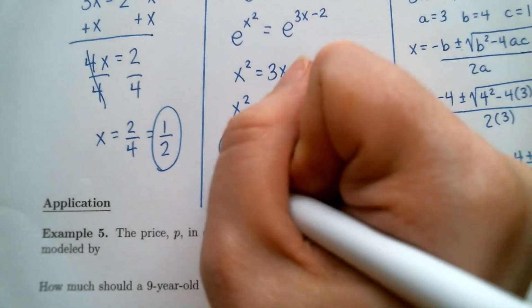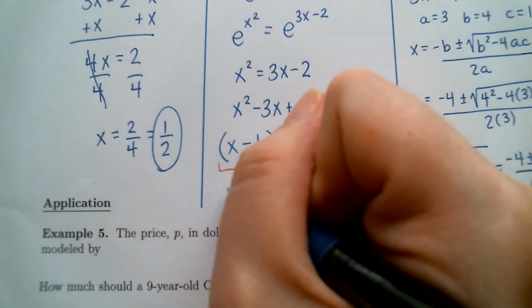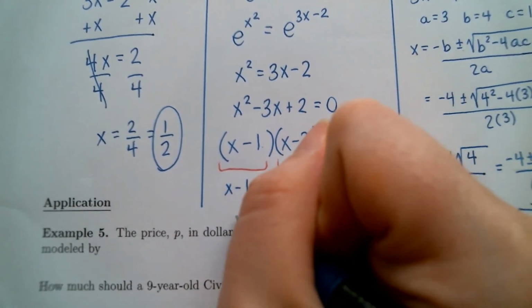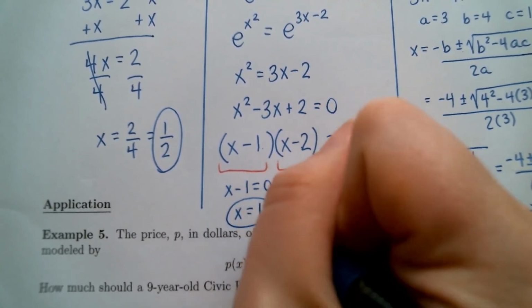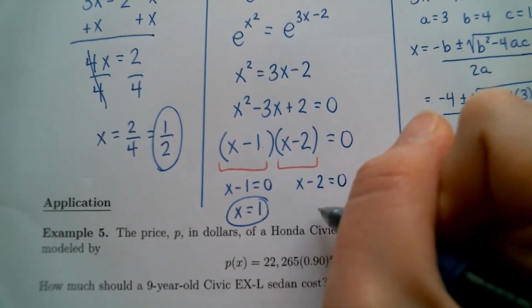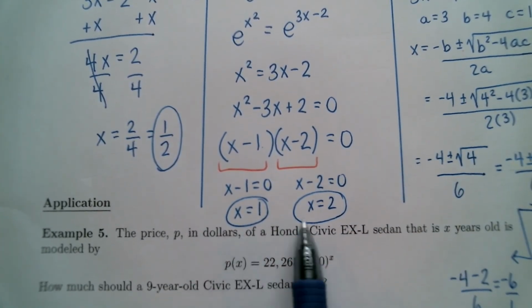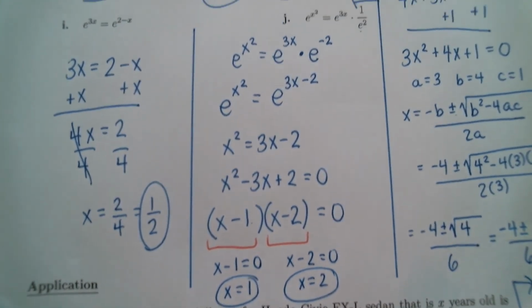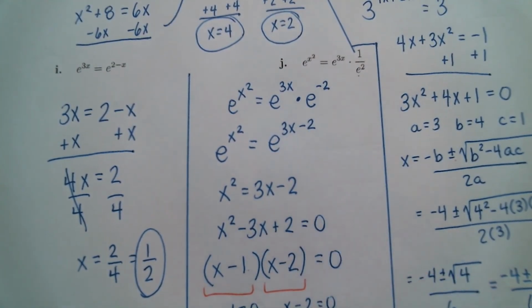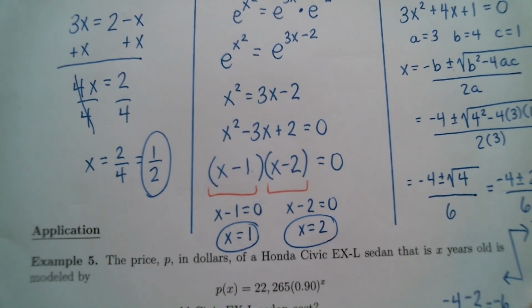So now we just need to take each factor, set it to 0 to solve. So we get x minus 1 equals 0, and then that tells us x equals 1, and then x minus 2 equals 0, so x equals 2. These are the two x values that work. If you take these two x values and plug them into the original equation, you will get a true statement. So that's how you solve this particular problem.